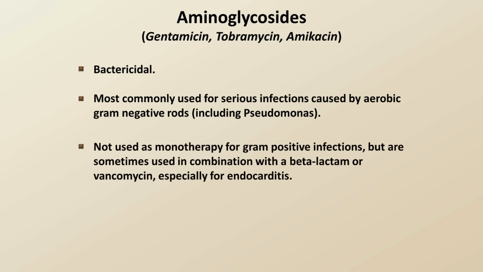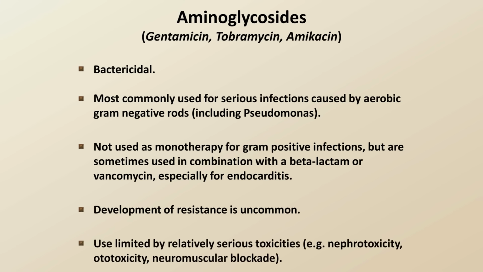Aminoglycosides are not used as monotherapy for gram-positive infections, but are sometimes used in combination with a beta-lactam or vancomycin for synergy, especially for endocarditis. Development of resistance is uncommon, and their use is limited by relatively serious toxicities, particularly nephrotoxicity, ototoxicity, and neuromuscular blockade, the latter of which makes them contraindicated in myasthenia gravis.